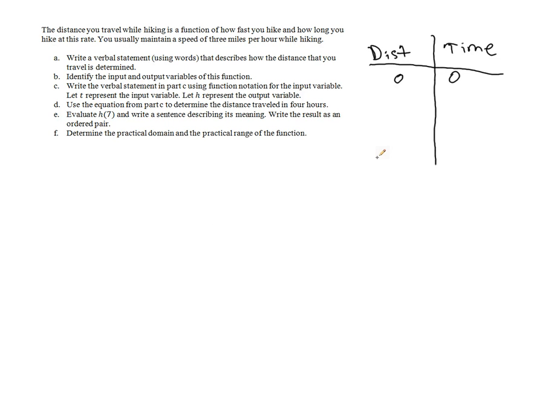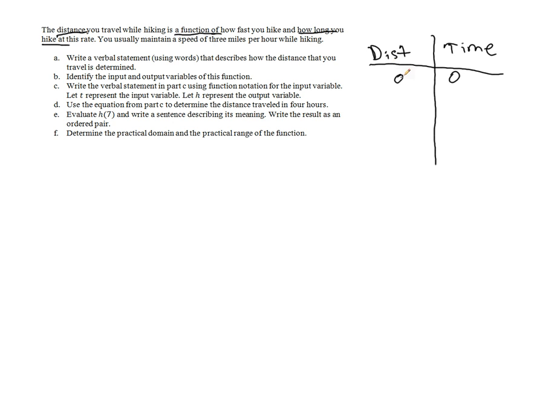We're told that distance is a function of how fast you hike and how long you hike at this rate. You usually maintain a speed of 3 miles per hour while hiking. Well, we know that the actual speed is fixed. In other words, we're assuming it's 3 miles an hour, so really we're looking at the distance as a function of not how fast you hike, but how long you hike at this rate.